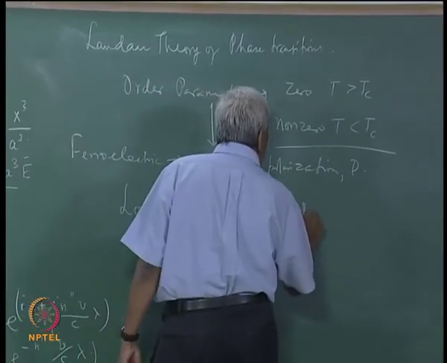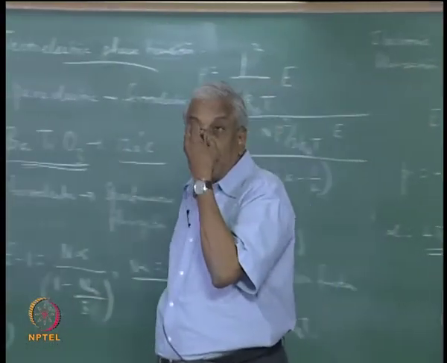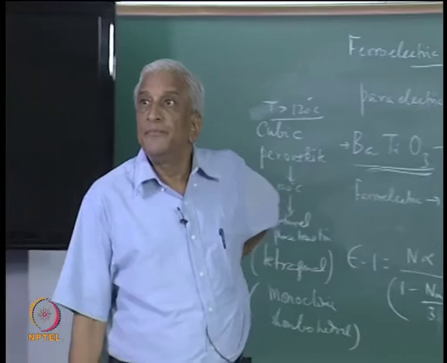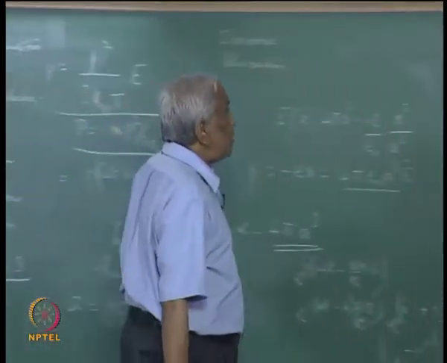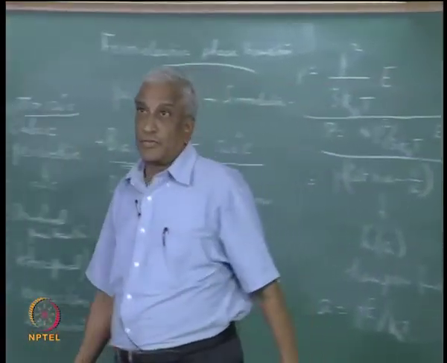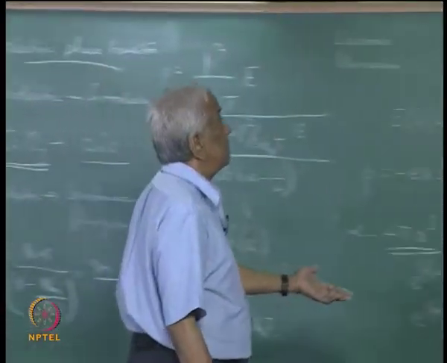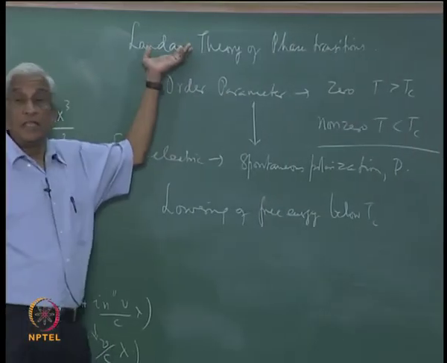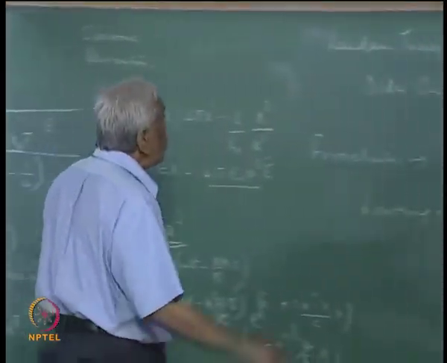Below Tc, the free energy becomes lowered in the ordered phase, and therefore this lowering of the free energy favors the existence of the ordered phase over the disordered phase. So, that is the basic thermodynamic explanation given by the Landau theory. So, how do you find this?